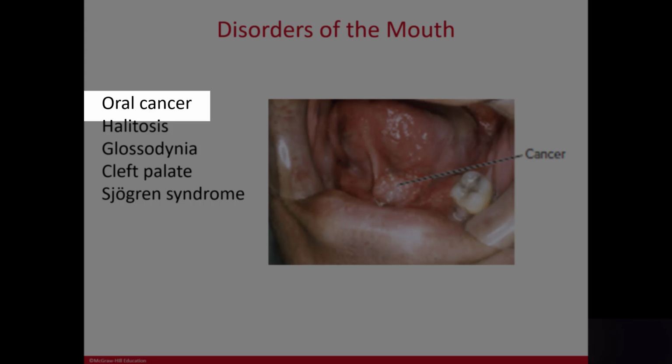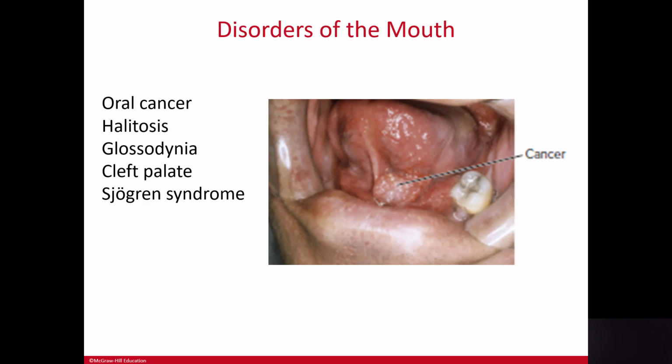Oral cancer is most commonly seen in patients who are smokers or use chewing tobacco. Usually it is squamous cell carcinoma, usually occurs on the lip or on the tongue. This cancer can metastasize to the lymph nodes, the bone, the lung, the liver, has a survival rate of about 55%.